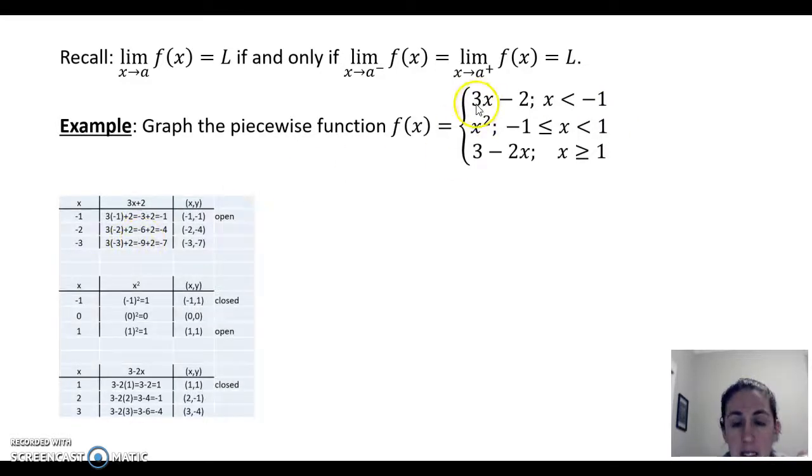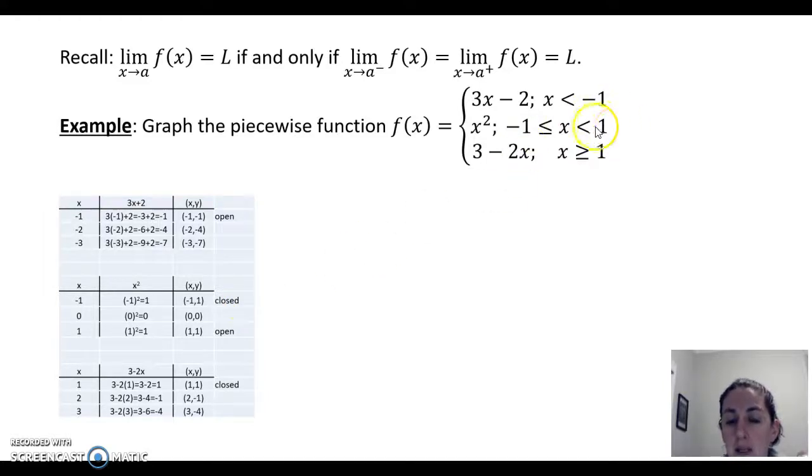So for that top piece here, 3x minus 2, we'll start with negative 1, plug in negative 1, and we'll see that's less than negative 1, so it's non-inclusive, so that gets an open circle. Then you can plug in any values you want as long as they're less than negative 1, like negative 2 and negative 3. For this middle piece here, we got to start at that split negative 1. When we plug in negative 1, notice negative 1 is less than or equal to x. That has the or equal to, so that's going to get a closed circle.